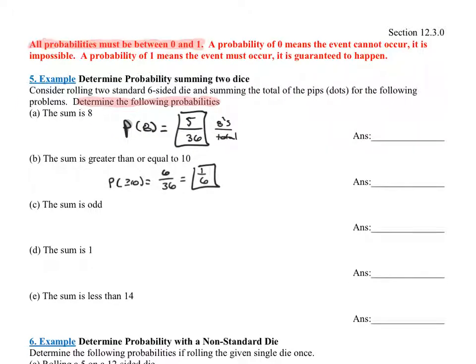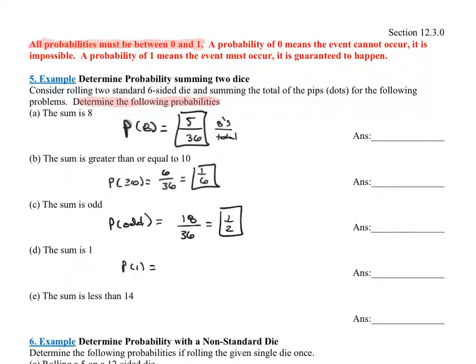What about the sum is odd? How many 3s, 5s, 7s, 9s, and 11s do you see? Go to that chart and count the odd options that we have. Seems to me that we have 18 of them that are odd, and 36 total. Go ahead and simplify that, and the answer I'm getting is 1/2. Again, this makes sense because half of the entries in that table are odd, and half are even.